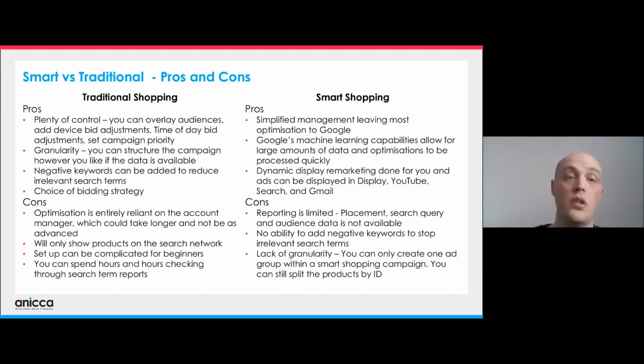The pros of traditional are that you've got more control. You can overlay all audiences, set bid adjustments for time of day, and set your campaign priority. As I said, you've got a lot more granularity as well, because you can only have one ad group in a Smart Shopping campaign, so you can split out your data and your products a lot more. You can add negative keywords for anything that you don't want to be seen for. For instance, we were selling a fire that was a Faber Buzz, and we got a lot of keywords for Buzz Lightyear. So you don't want to be shown for that, so you add that as a negative. You can't do that in Smart. And you've also got a bit more choice of bidding strategies as well.